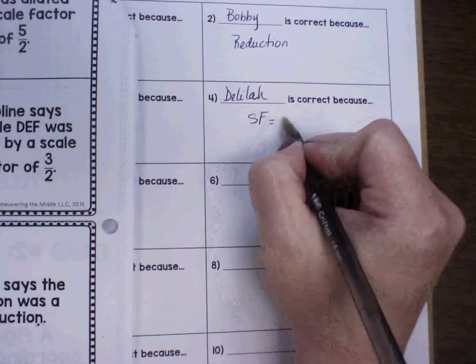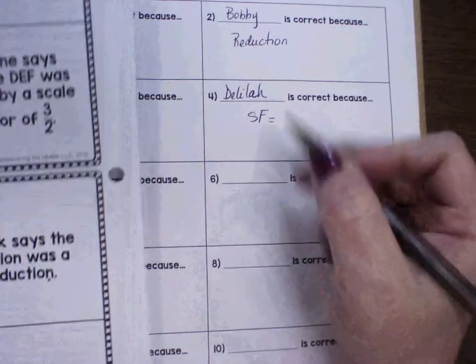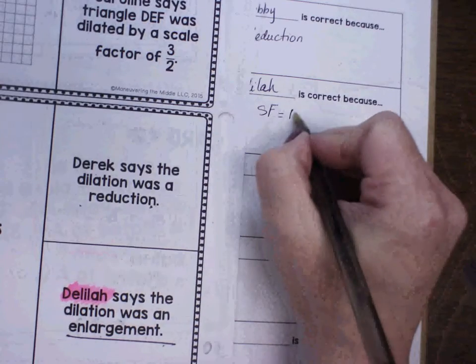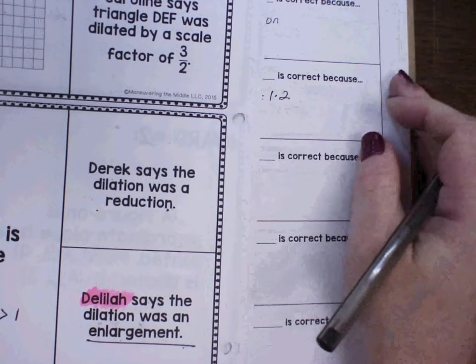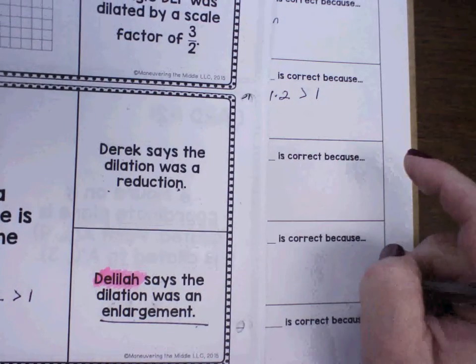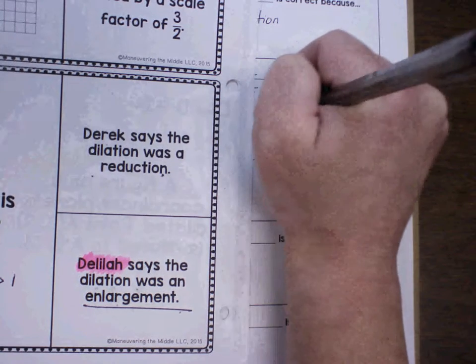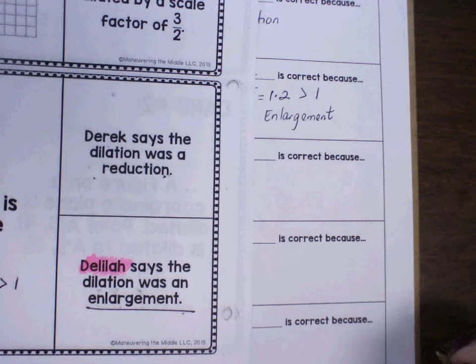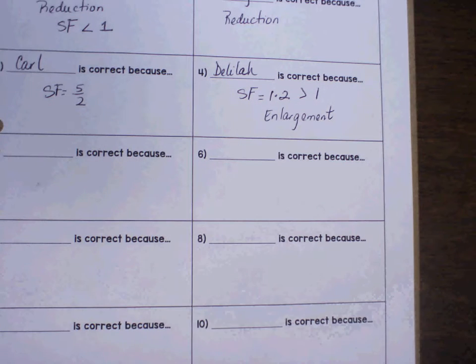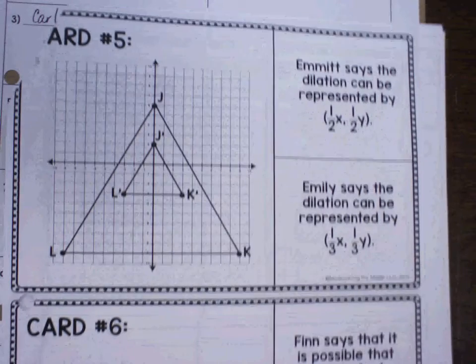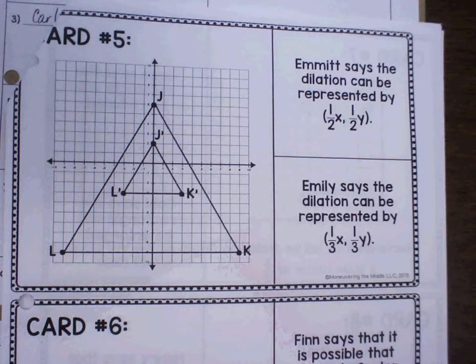All right, so Delilah is correct because, tell me again. What's the scale factor? If you wrote it, you should know. What is it? 1.2, which means it's what? Bigger than 1. So it is an enlargement. Yay? All right, card 5.